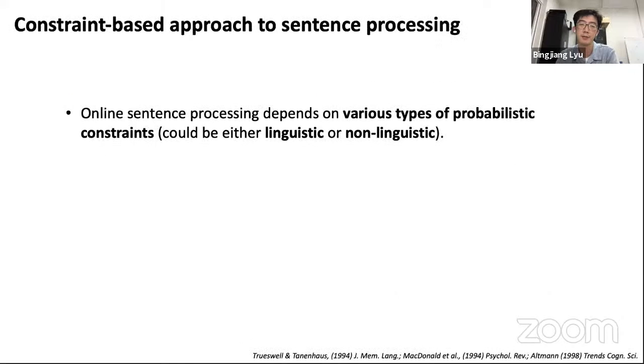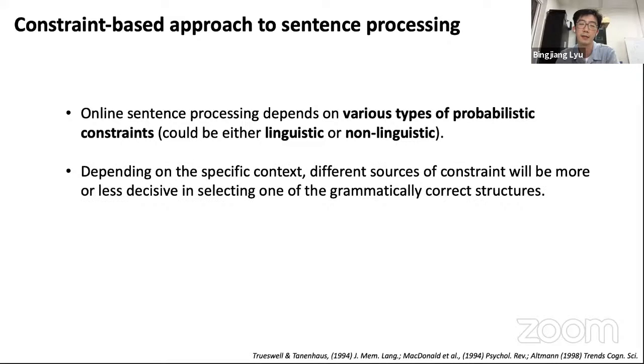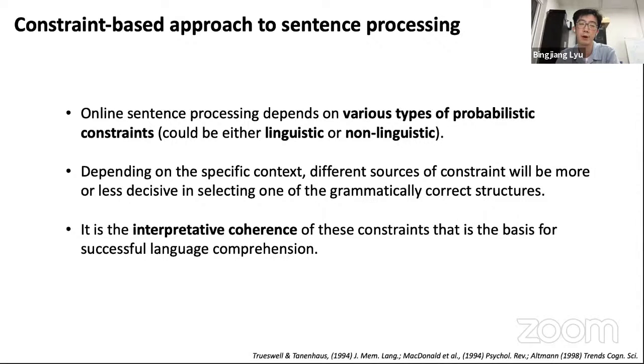From all these examples, we know that the online construction of a sentence structure depends on various types of probabilistic constraints. They can be either linguistic or non-linguistic. Depending on the specific context, different sources of constraint will be more or less decisive in selecting one of the grammatically correct structures developed over time. And it is the interpretive coherence of these constraints that is the basis for successful language comprehension. So in the final interpretation, all the constraints point in the same direction. This is a widely accepted view in cognitive science, known as the constraint-based approach to sentence processing.